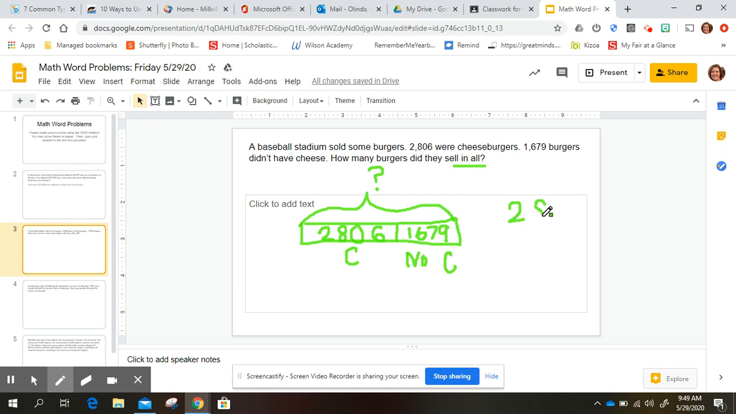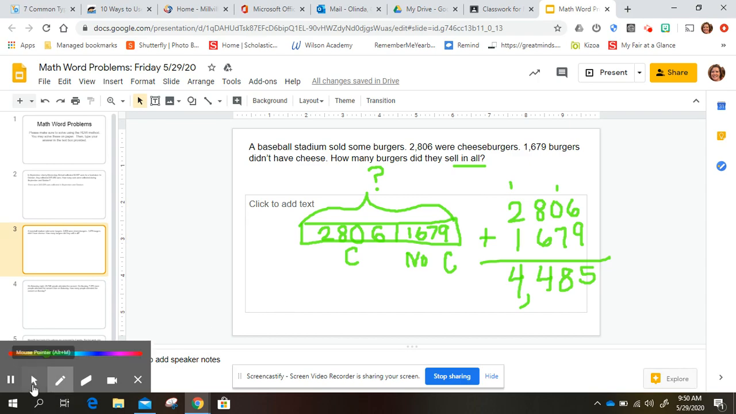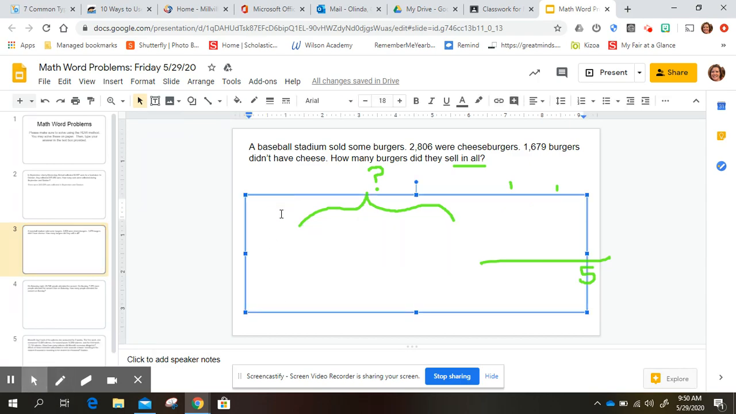So I'll put my bigger number on top, 2,806 plus 1,679. 9 plus 6 is 15. 7 plus 0 plus 1 is 8. 8 plus 6 is 14. And 2 plus 1 plus 1 is 4. And so my total was 4,485 burgers. And then I can type that in there.